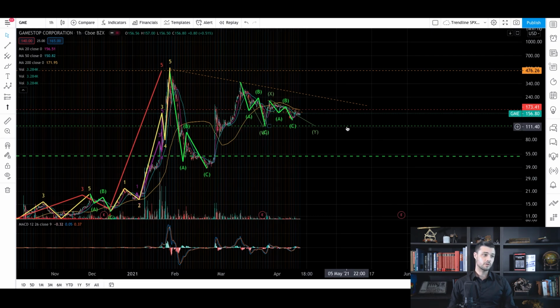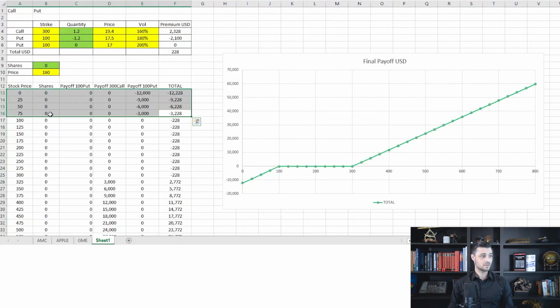Of course, I might be wrong. If I'm wrong, then I take a loss by doing this strategy. But this is how you combine technical analysis, support levels, resistance levels with the option strategy. And once you combine those two, you can build some very efficient option strategies that can actually help you to realize the same gains for lower risk.